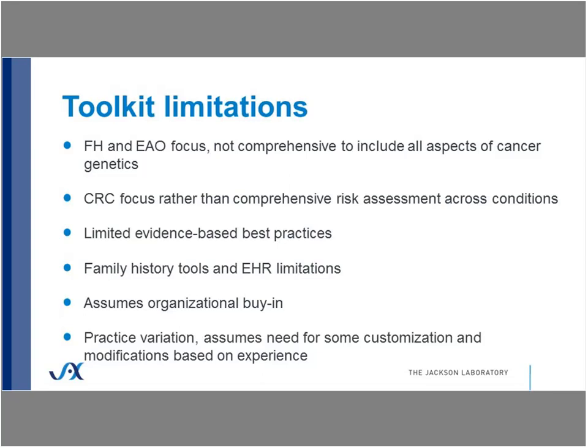We found as we were developing the toolkit that in some places there was limited evidence-based best practices, so in those places we relied on expert consensus from our wonderful group of advisors. We've talked a bit about limitations currently with EHRs related to family history collection and using external family history tools. The toolkit assumes that people are ready to implement when they go to use the toolkit. So it assumes that there's organizational buy-in and some support and resources available to turn to this effort. The toolkit also assumes that, as I've mentioned, there's going to be some need for customization and modification based on the fact that practices have different needs and different patient populations. So again, we've tried to design to that end.